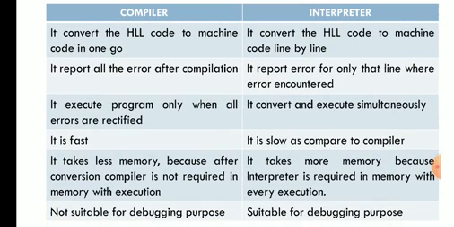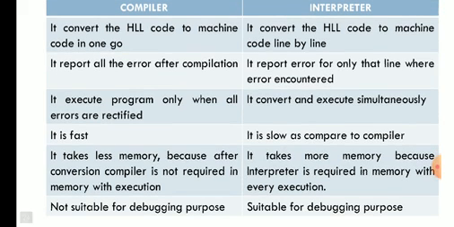But whenever error is encountered in an interpreter, automatically for each and every line error will be reported, and it will be executing the program. When all errors are rectified, it converts and executes simultaneously. Compiler is very fast, interpreter is slow, because then and there it will be waiting for the user to rectify. Compiler takes less memory, because after conversion the compiler is not required in memory with execution, but interpreter takes more memory, because interpreter is required in memory with each and every execution.